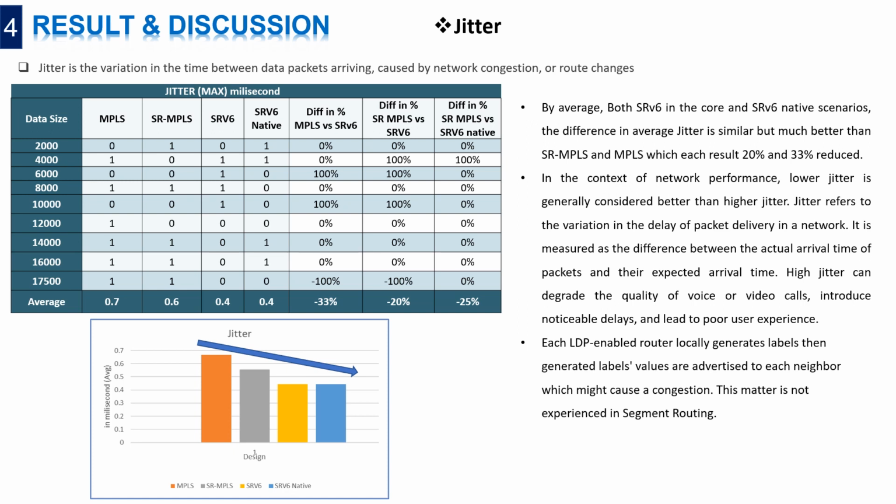Number 3 is jitter. As you can see, SRv6 and SR native have similar output, but it's much better compared to MPLS and SR-MPLS. In the context of network performance, lower jitter is generally considered better than higher jitter. Jitter refers to the variation of the delay of packet delivery in the network. It measures the difference between actual arrival times of the packets. High jitter can degrade the quality of voice and video calls, introduce noticeable delay, and lead to poor user experience.